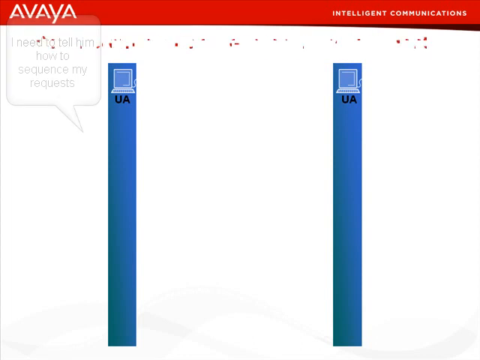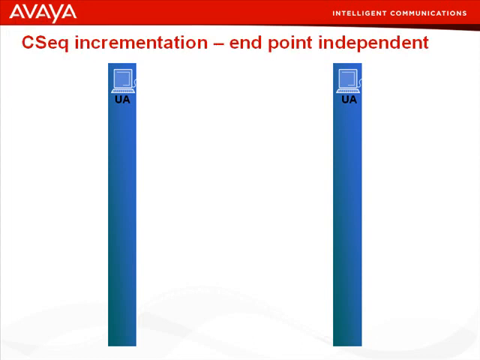CSeq values are endpoint independent. Now it just so happens the other guy feels the same way towards me and will do the same things to help me. But that's not the point. Now I tell him what he needs to know so that he can process my requests in the correct order.